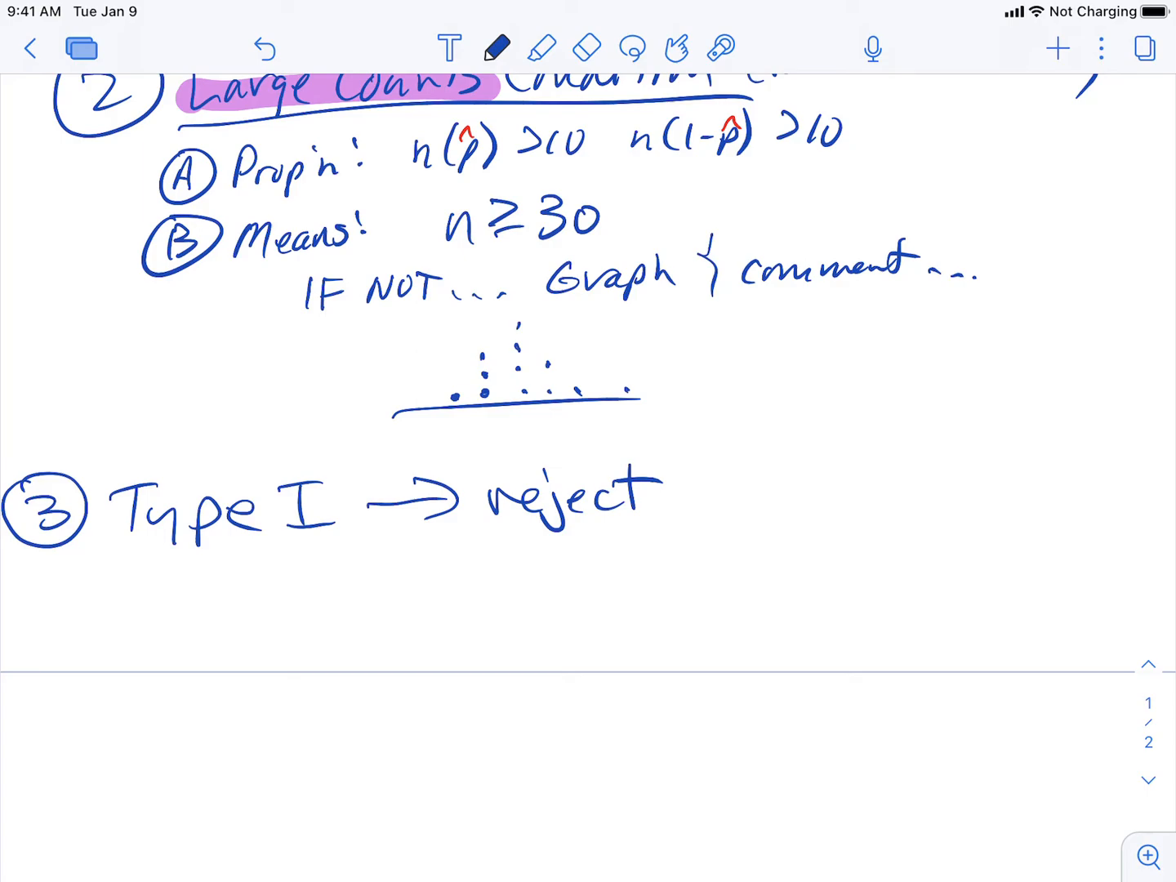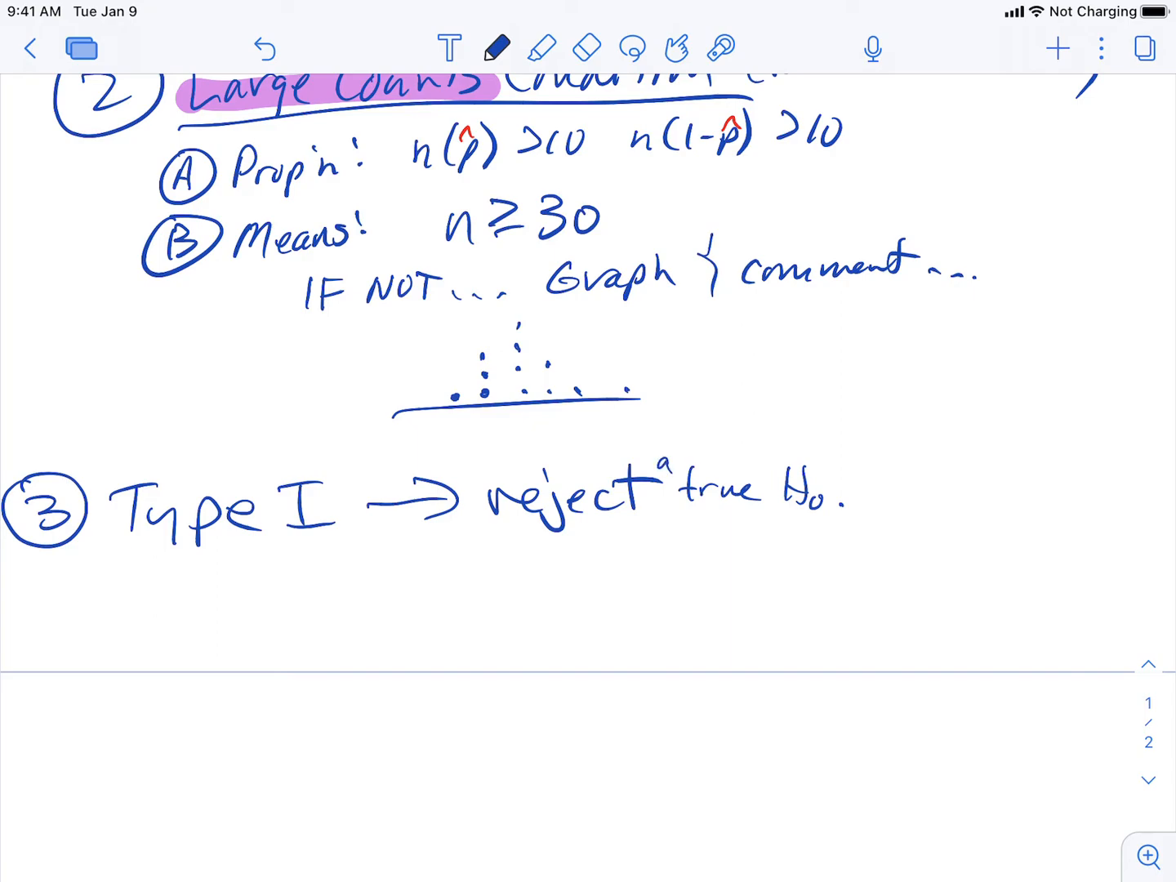So type 1 is rejecting, and because it's the wrong conclusion, usually you can figure it out. It's rejecting when you shouldn't. In other words, it's rejecting when actually the null was true to begin with. So if you want to finish that out, a type 1 error is rejecting a true null hypothesis. That would be a mistake, to reject a true null hypothesis.